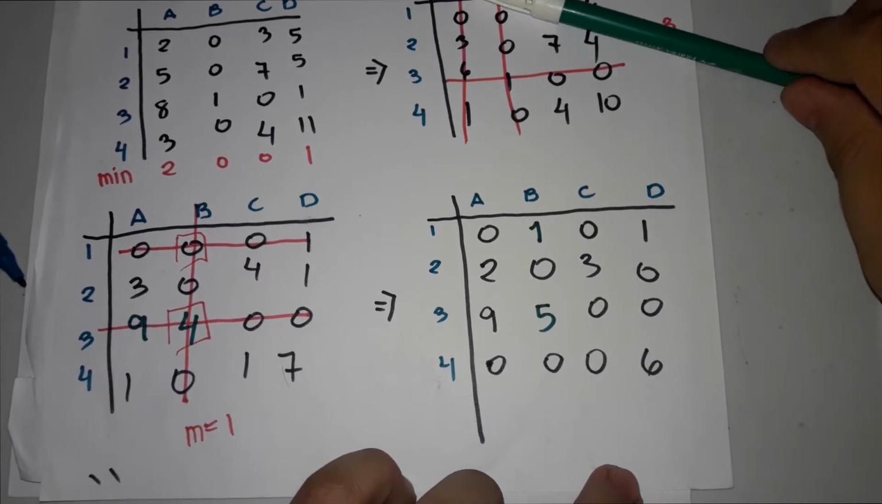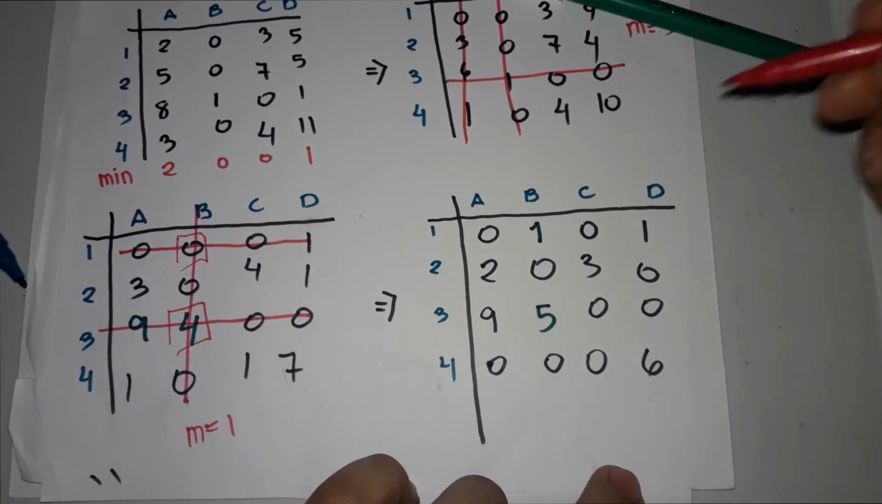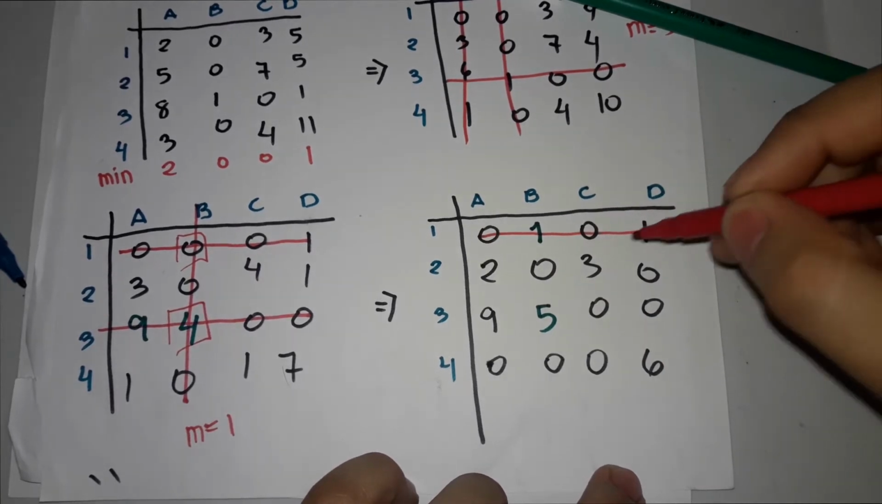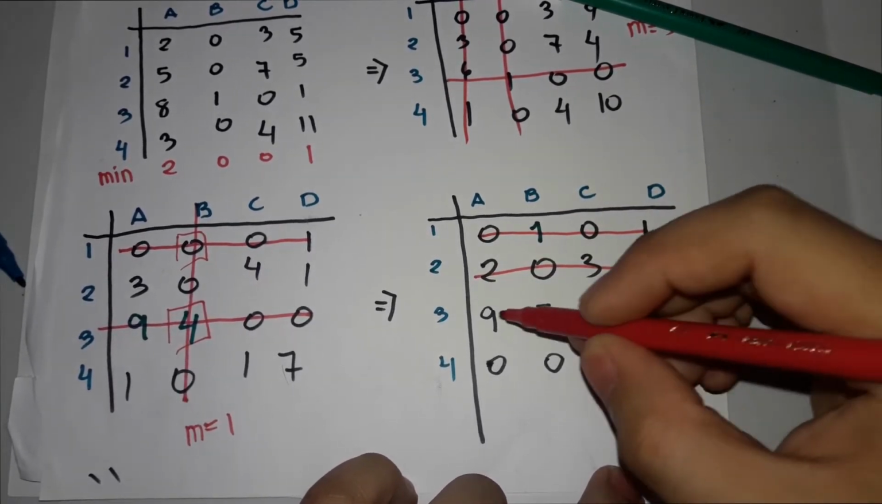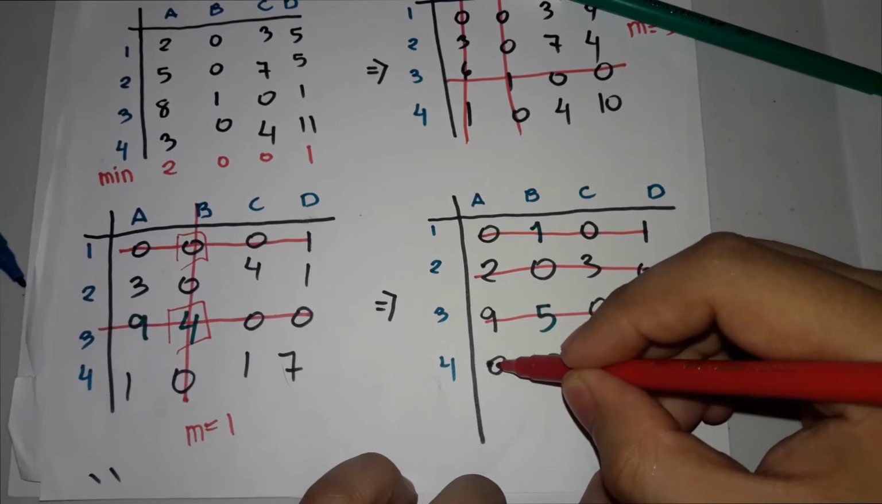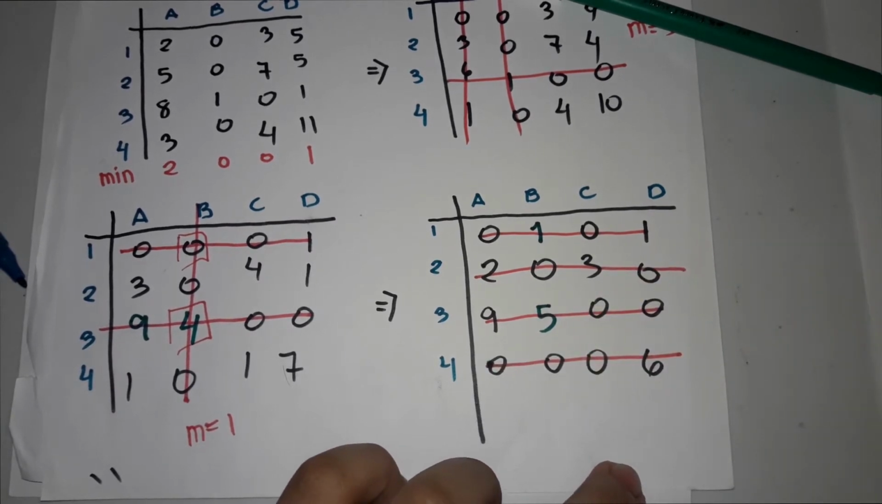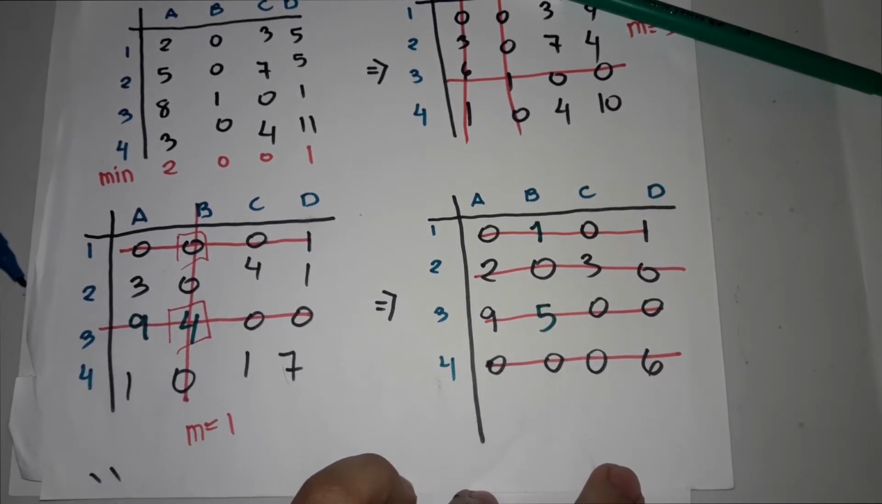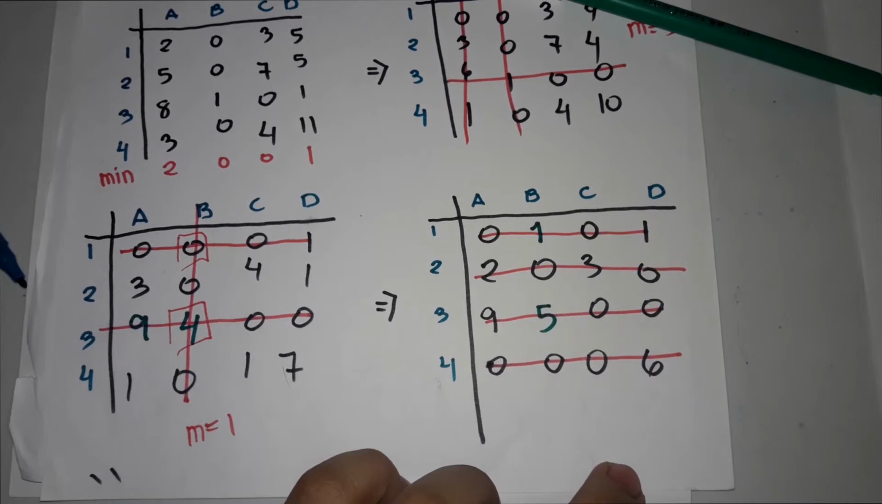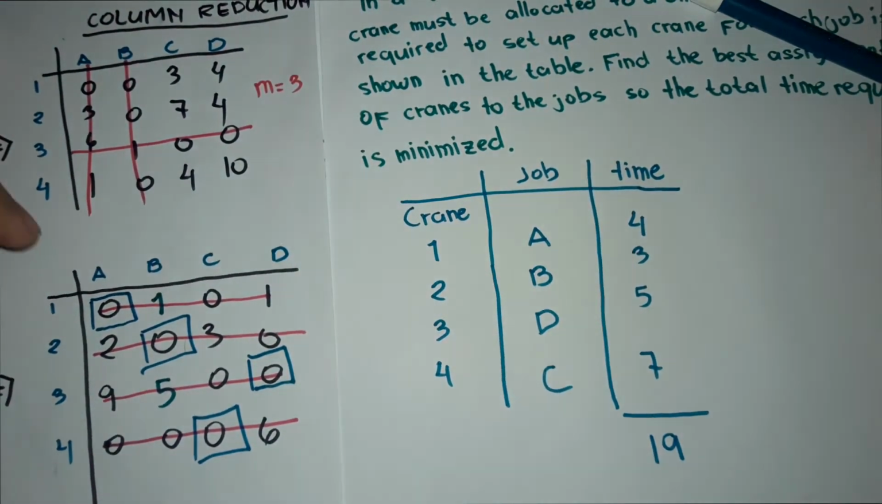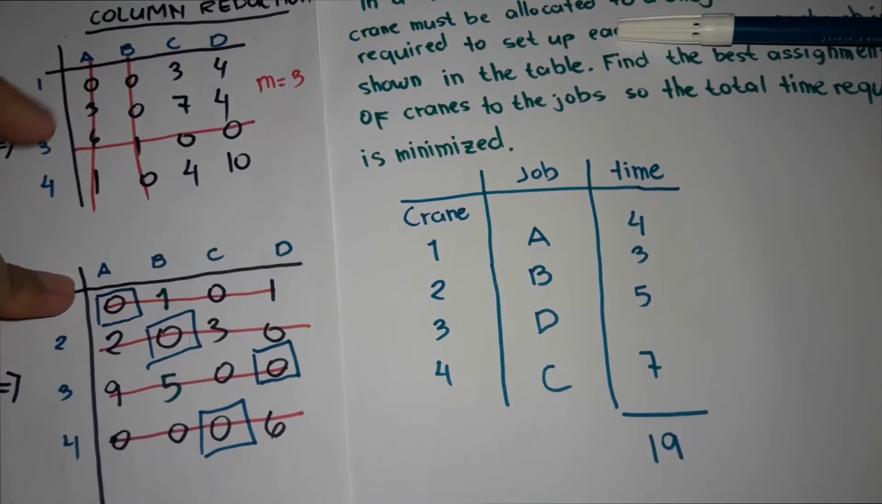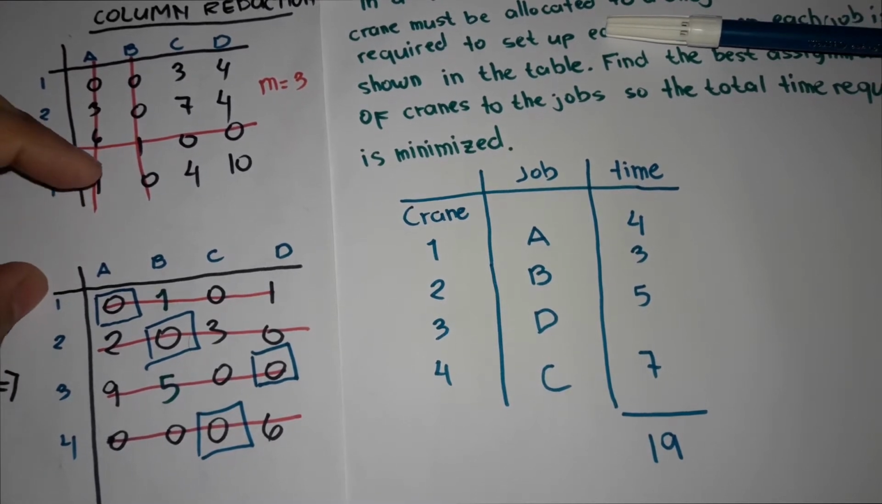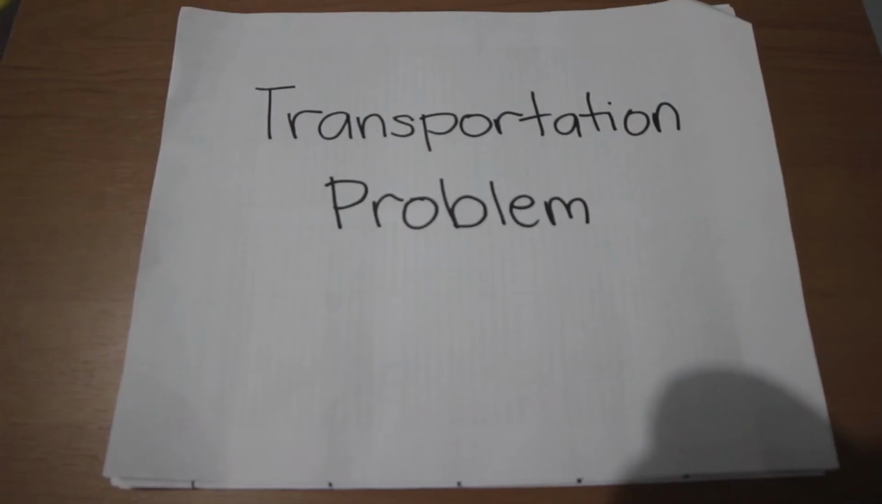After this we are going to cover the zeros. First is this one, and then these zeros, and then these zeros, and then these zeros. So now we can conclude that we can find our optimal solution. With that, we are going to find the optimal assignment of each crane to each job. From our optimal table, we can now assign each crane. So crane 1 will be assigned.